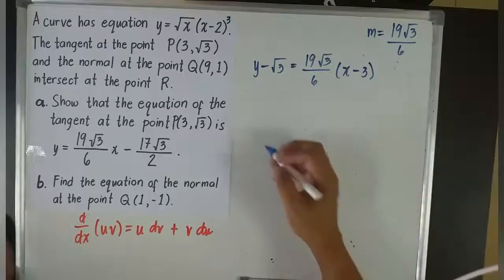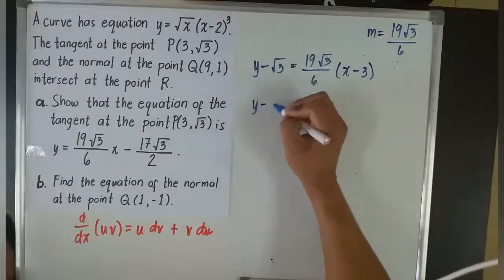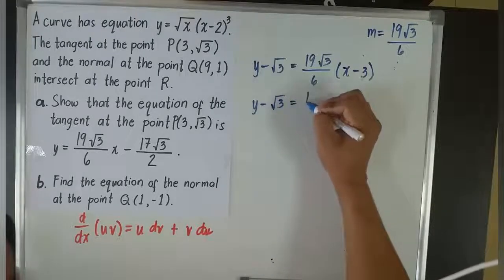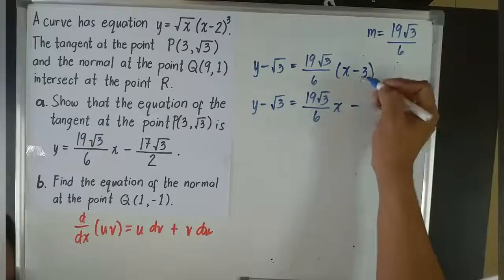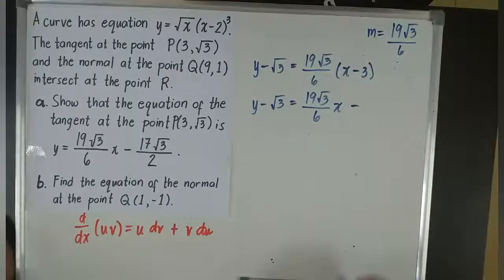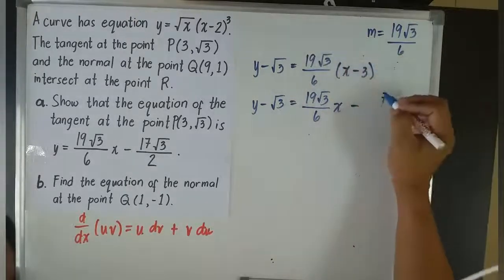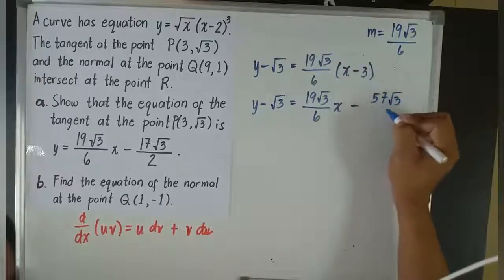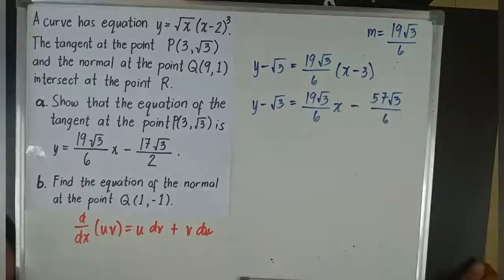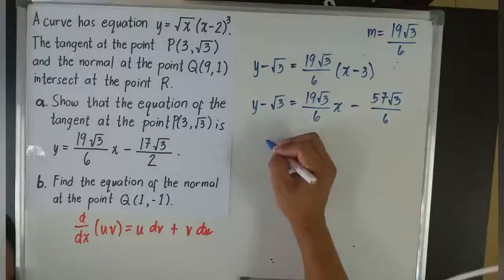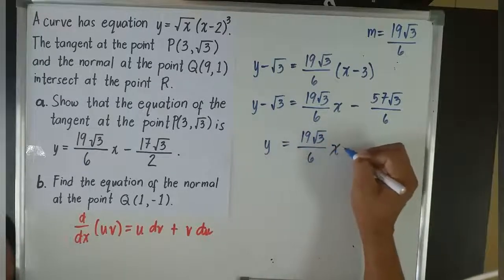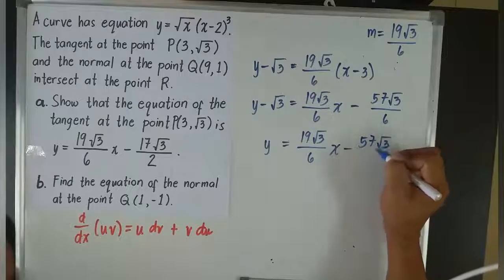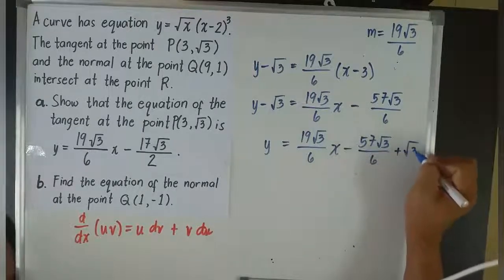Okay. So therefore it will become y minus square root of 3 equals 19 square root of 3 over 6 x minus 3 times 19. 3 times 19 is 57 square root of 3 over 6. Okay. Next. So therefore it will become y equals 19 square root of 3 over 6 x minus 57 square root of 3 over 6 plus square root of 3.